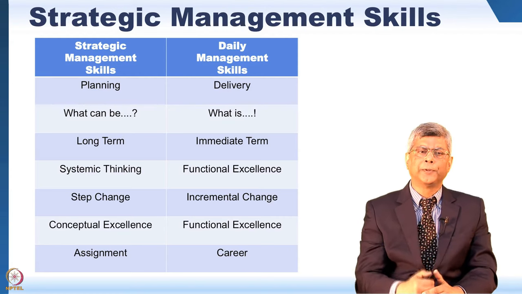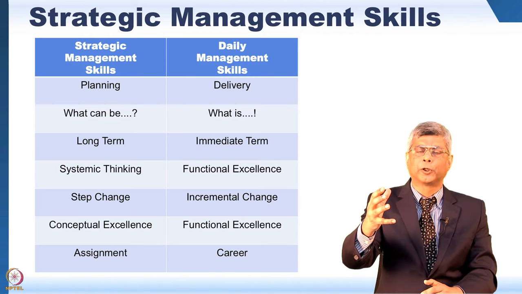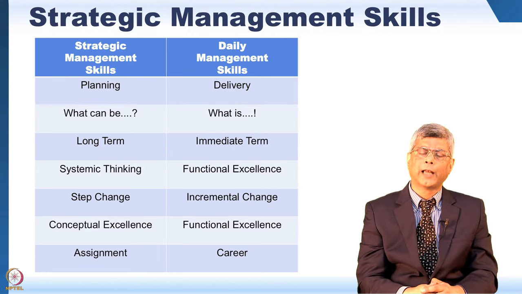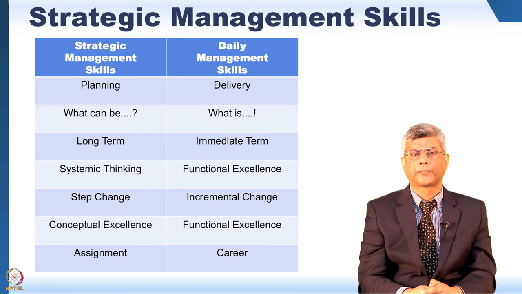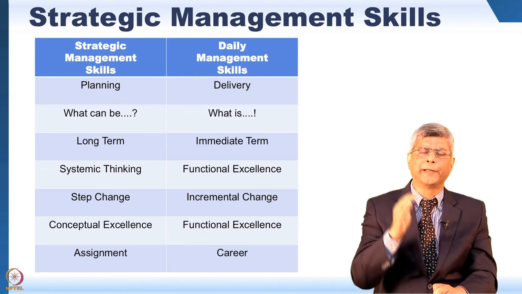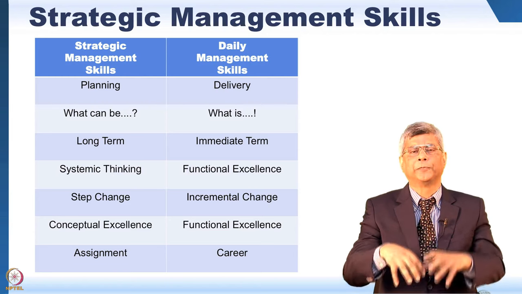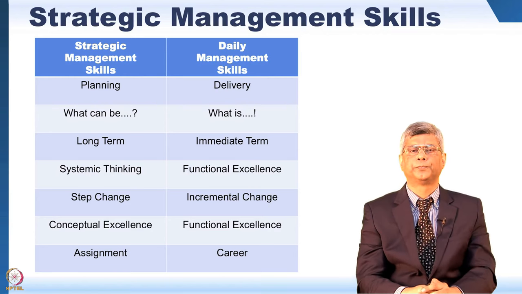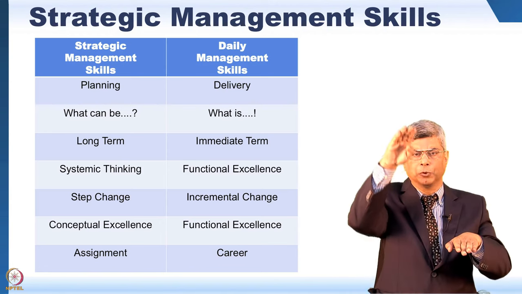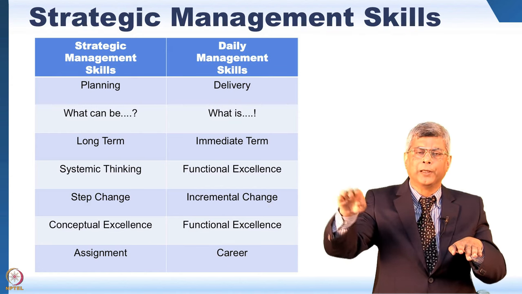In strategic management, you have to think systems and processes: finance processes, sales processes, marketing processes, HR processes. And you have to look at it in totality. But in daily management, you focus on functional excellence. If you're in sales, you have to be the best salesperson. If you're in finance, you have to be the best finance person. If you're in manufacturing, you have to be best in the production line. So strategic management impact is step change. I'm here, I want to go there. But in daily management, you're going a little bit day by day, week by week, month by month.